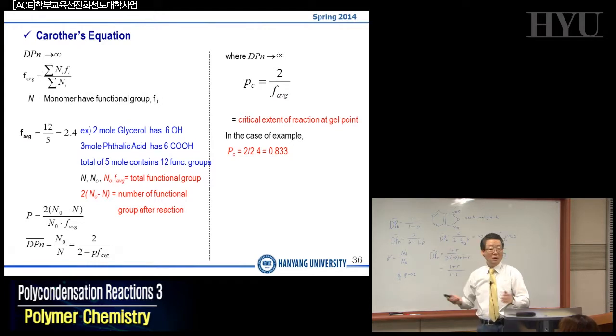Right? So at 83.3% conversion, it will be exactly the same as the gel point, but experimentally it's a little earlier than the calculated values. Anyway, you can modify this Carothers equation if you have more than two functionality in your system, so you have to realize the importance of the gel point in the case of network polymerization reactions.